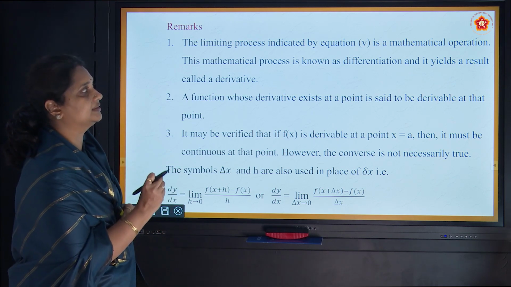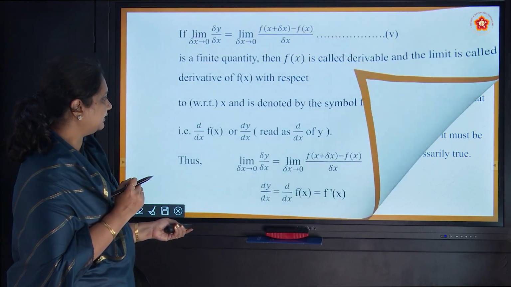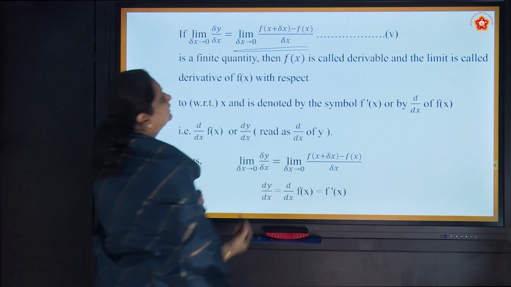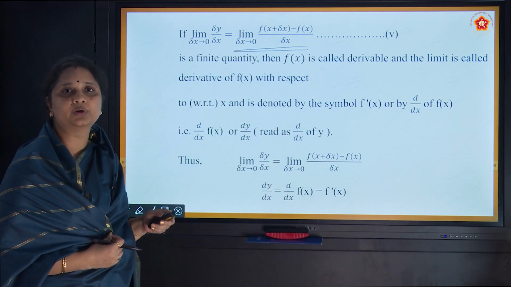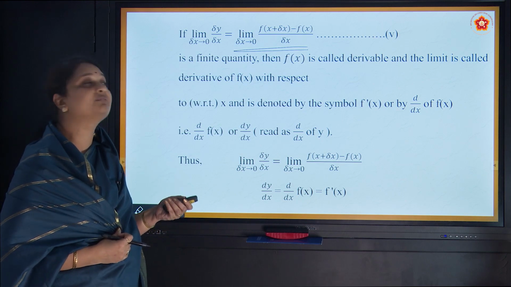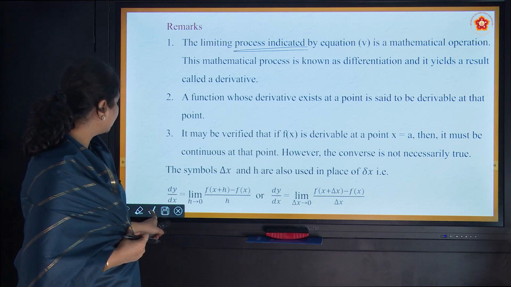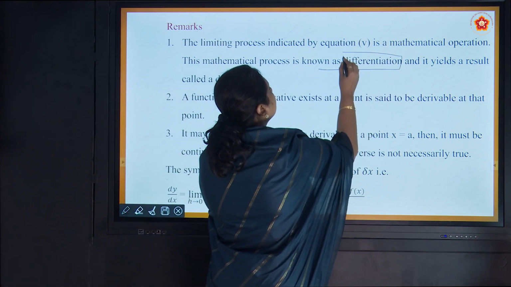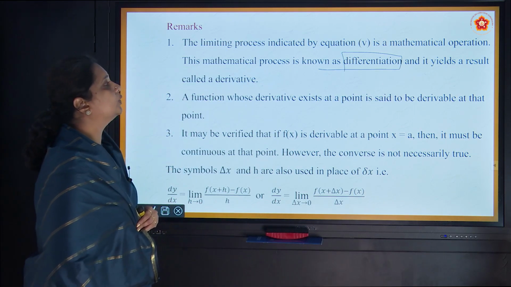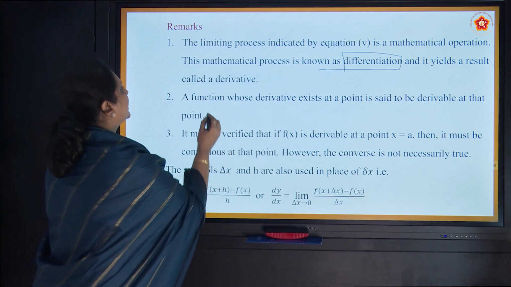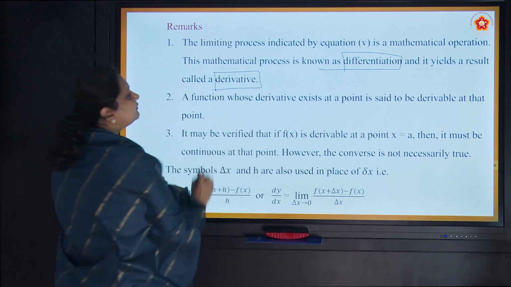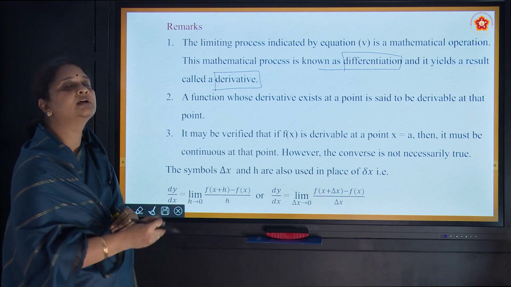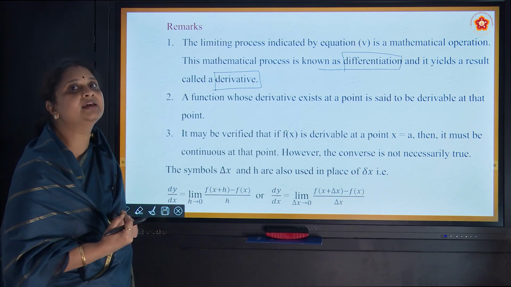So the limiting process that is indicated by 5, where delta x tends to 0, meaning that delta x is very, very small, is known by a mathematical name: differentiation. It yields a result called the derivative. These are very important mathematical terms. So please pause the video here and take down these terms so that you're familiar with them.